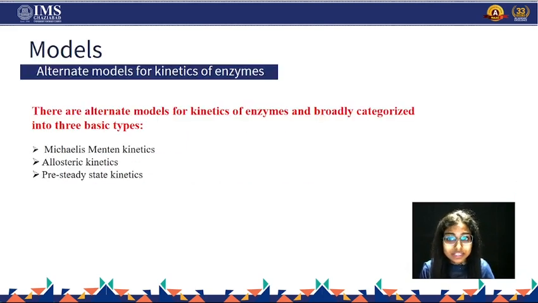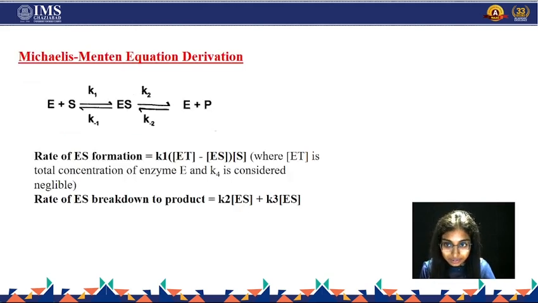There are alternate models for the kinetics of enzymes, broadly categorized into three basic categories: Michaelis-Menten kinetics, allosteric kinetics and pre-steady state kinetics. But we will focus more on Michaelis-Menten kinetics.